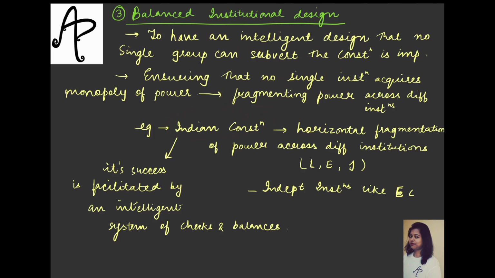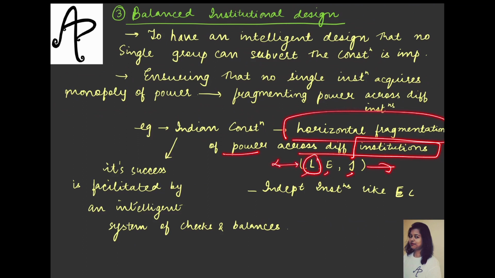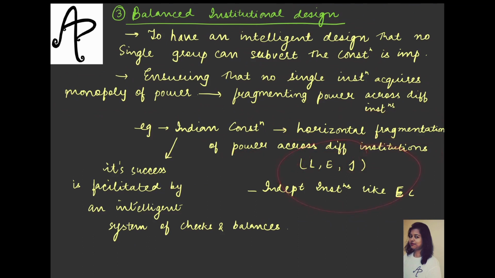So here we see the horizontal fragmentation of power across different institutions. जैसे legislature, executive, judiciary. So we see that horizontal fragmentation, which means legislature is having its own role, executive own and judiciary own. और तीनों के पास अपना अपना काम है. And even we have, let's say, independent institutions like Election Commission. So they do their work on their own. ठीक है, तो हमारा बहुत balanced structure काम करता है.